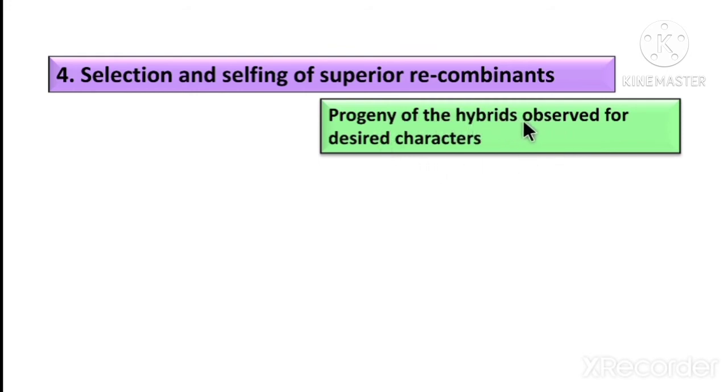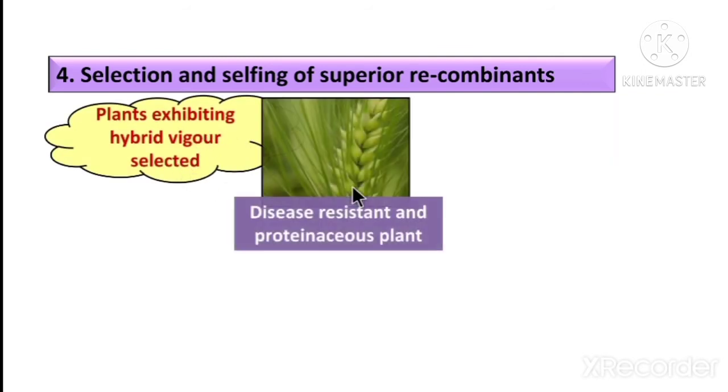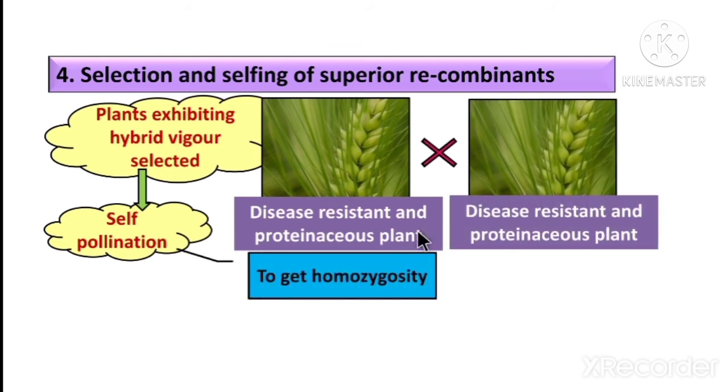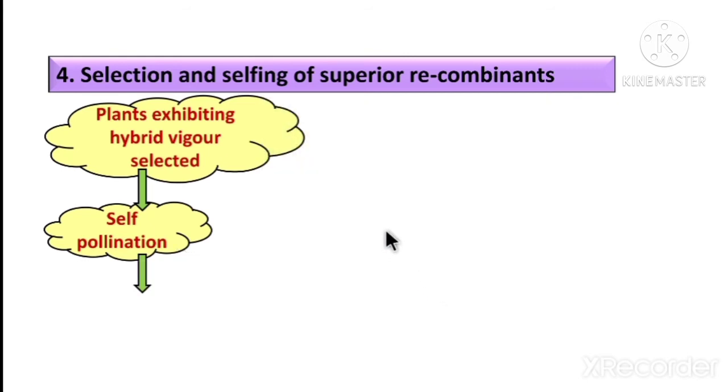The progeny of the hybrids are observed for the desired character, and plants exhibiting hybrid vigor will be selected. These hybrid vigors will have characters like disease resistance and high protein, and they are allowed for self pollination. This is not allowed for cross pollination, this is allowed for self pollination to get homozygosity in the cell. So that becomes what? Selfing of superior recombinants.